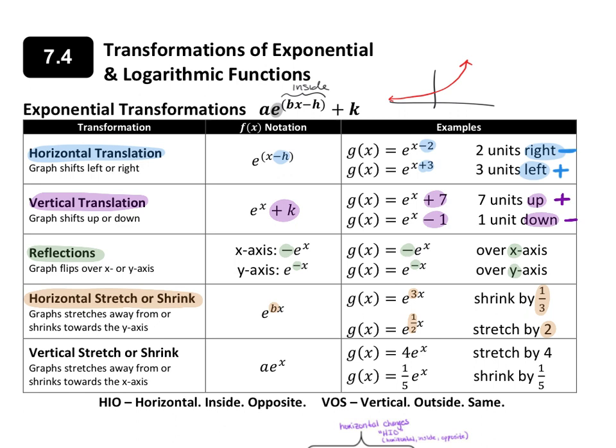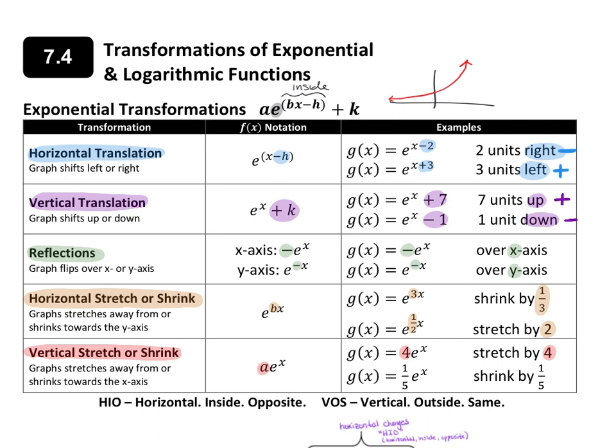Now, last but not least, we have our vertical stretches or shrinks. My vertical stretches and shrinks come from the number that's multiplied in front of the function, not the base itself, in front of the base. Not the base itself, but in front of the base, which means we have like a 4 in front of the e. That means it's going to be a stretch. Okay, so that 4 in front was a stretch by 4.